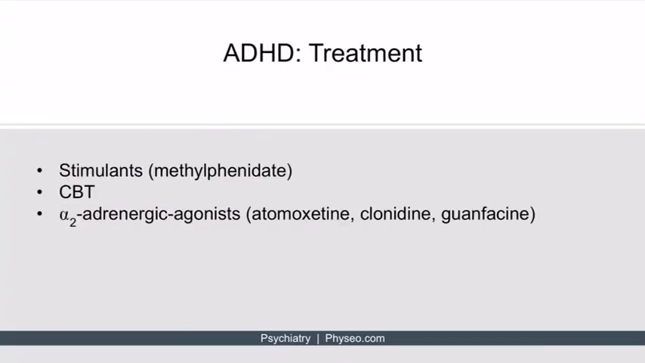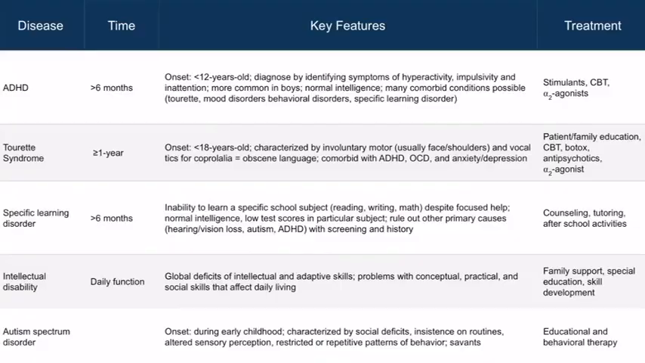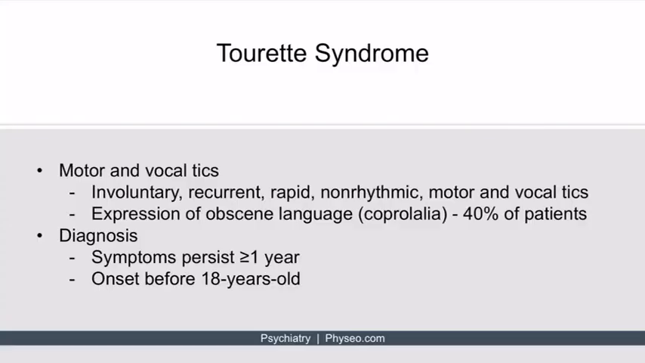Treatment for ADHD involves stimulants such as methylphenidate, cognitive behavioral therapy or CBT, and alpha-2 adrenergic agonists such as atomoxetine, clonidine, and guanfacine. We'll talk more about these drugs in detail in the pharmacology section. If we return to the overview table, you can see that we've included the key points about ADHD here for your review. All right, now let's move on to discuss Tourette syndrome. Tourette syndrome is characterized by involuntary, recurrent, rapid, non-rhythmic motor and vocal tics.